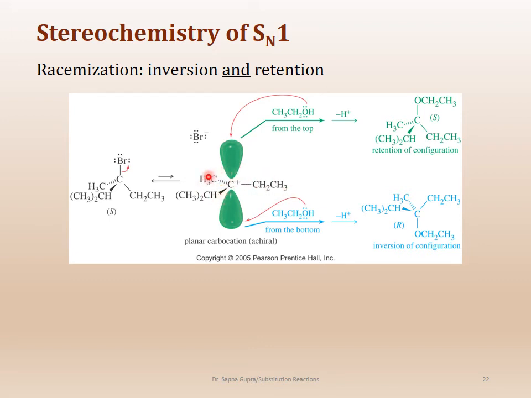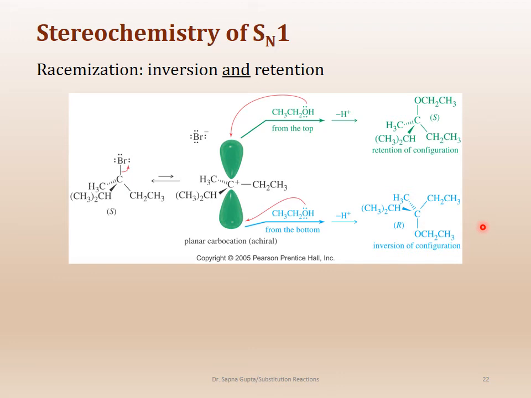And if you have a trigonal planar carbocation, then the nucleophile can come from either side. It can come from the top or it can come from the bottom. If it comes from the top, you end up getting one stereoisomer, and if it comes from the bottom, then you get the enantiomer. Both can happen in this case. So you have inversion, S giving you R, and then S giving you the same one, depending on where the nucleophile is attacking from. So you get inversion and retention of stereochemistry.